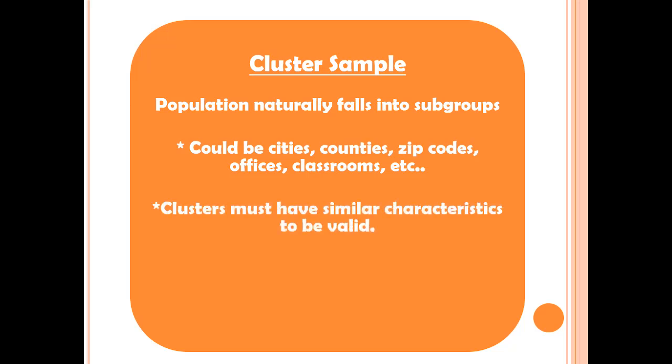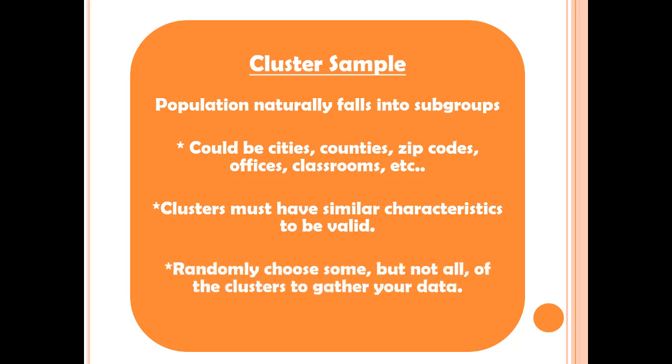The clusters must have similar characteristics to be valid, and you're going to randomly choose some, but not all of the clusters to gather your data. So if you're using classrooms, and let's say there's 143 classrooms, and you choose 29 of them, that would be appropriate, right? You would choose some, but not all of those clusters.